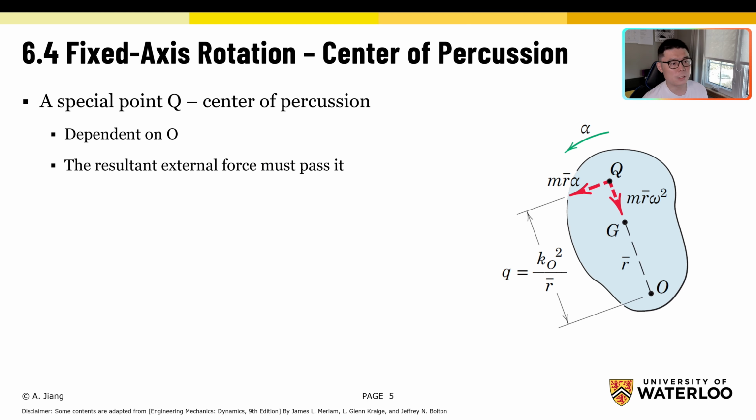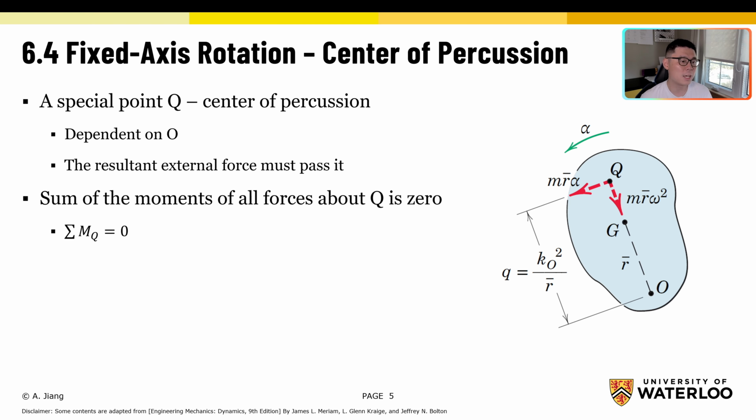For rotational motions, we looked at a special point in the past called the instantaneous center of zero velocity. Here on a rigid body that is doing fixed axis rotation, we have another unique point called the center of percussion. The uniqueness about this point is that the center of percussion Q's location depends on O. As you can see in the diagram, the small q, the distance, is given by the equation, and all resultant external forces must pass through this special point Q, the center of percussion.